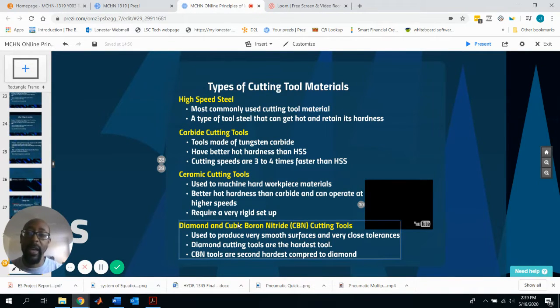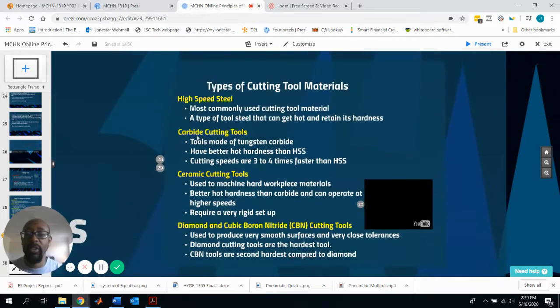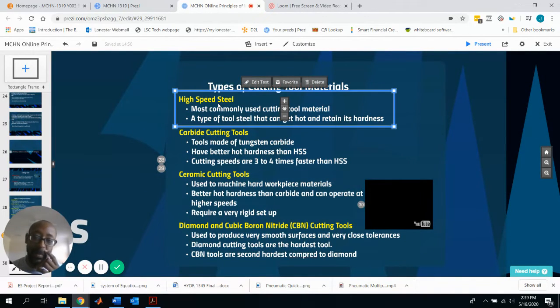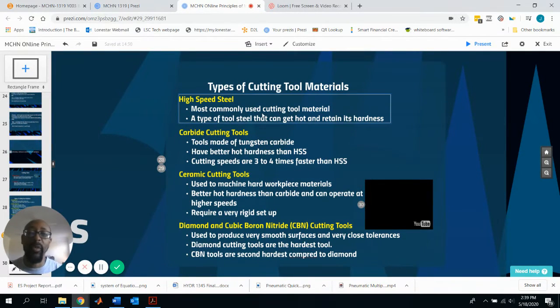First of all, you will have high-speed steel. Okay. Now high-speed steel is the most commonly used cutting tool material. You find that in a lot of machine shops, sometimes they even commonly use carbide cutting tools. But high-speed steel is steel specifically made to be able to withstand and to retain its hardness while at high temperatures. Okay, so that's high-speed steel.